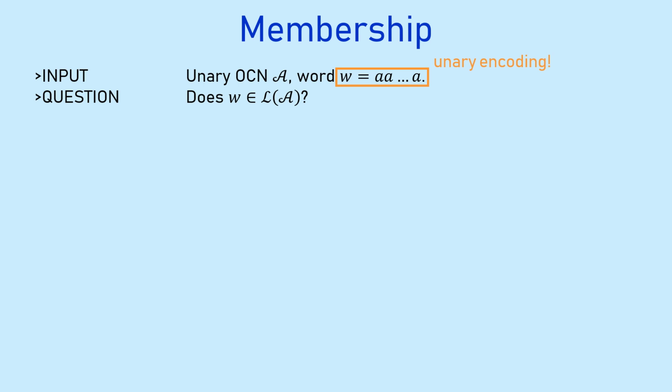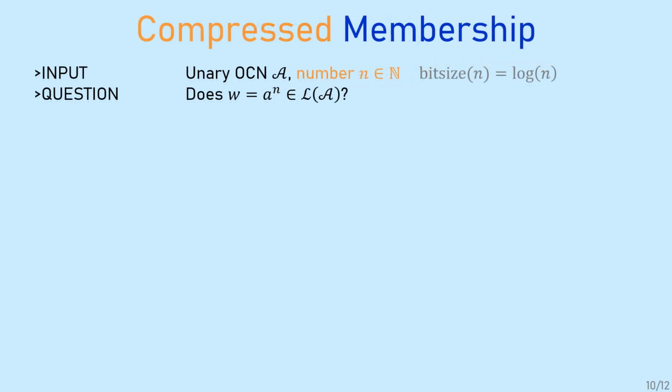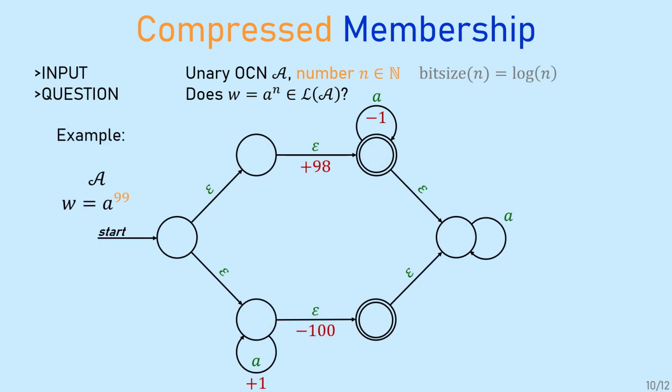It seems inefficient. We can improve this to compressed membership. Rather than inputting the word directly, we input the number of A's we want to read, and we ask whether A to the n is in the language of the automaton. It's the same thing, but crucially, we input the number n in binary, right? The bit size of n is equal to log n. This is compression. So now the example is much more succinct.